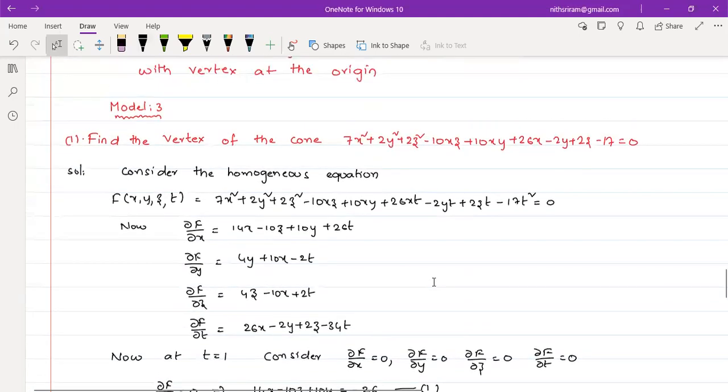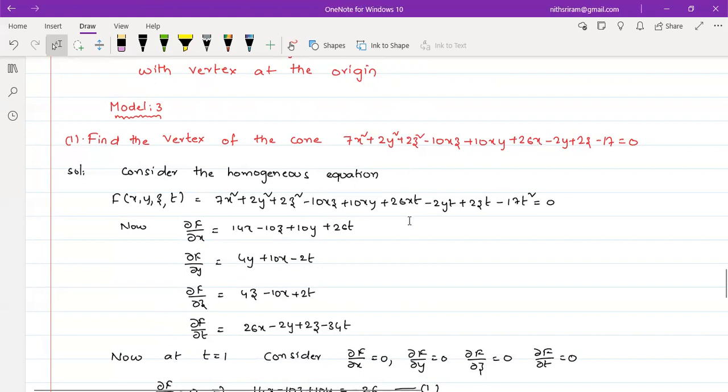So how can we find the vertex for the given cone equation? First of all, after getting the equation, we have to consider the homogeneous equation. Here the homogeneous equation means we have to make all the terms to the same degree. Up to some terms we have the same degree, that is 2, whereas from the sixth term onwards we do not have degree 2. So we have to introduce a new variable t, by writing 1 is equal to t.